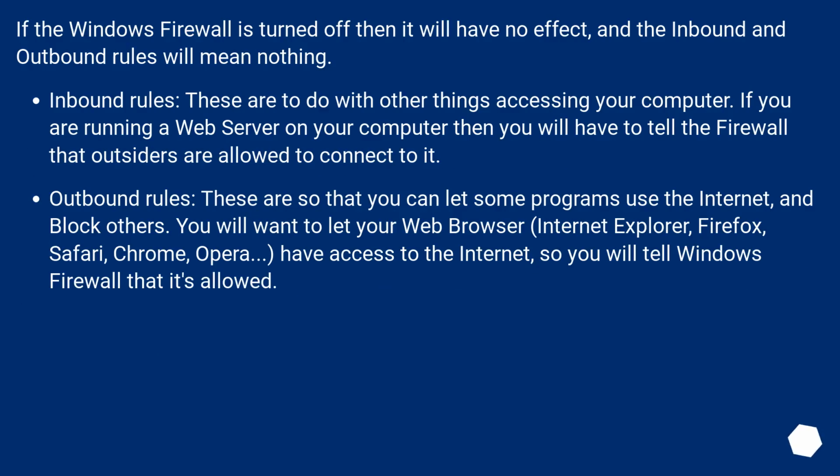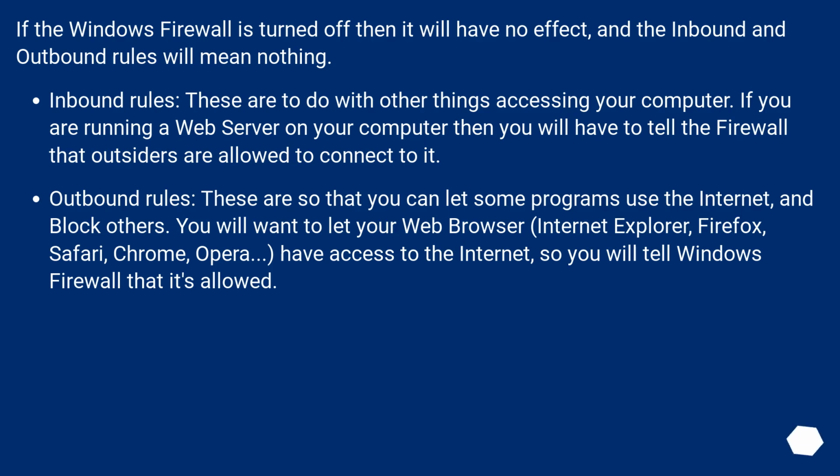If the Windows Firewall is turned off, then it will have no effect, and the inbound and outbound rules will mean nothing. Inbound rules. These are to do with other things accessing your computer. If you are running a web server on your computer, then you will have to tell the firewall that outsiders are allowed to connect to it.